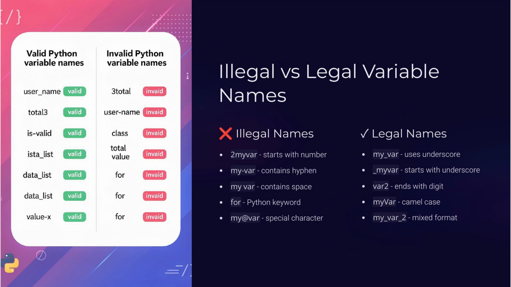Illegal variable names include 2myvar, my-var, my var, for, and my@var, due to starting with a number or containing hyphens, spaces, keywords, or special characters. Legal names like my_var, _myvar, var2, myvar, and my_var2 follow Python's rules, using underscores, starting with letters or underscores, and avoiding special characters.